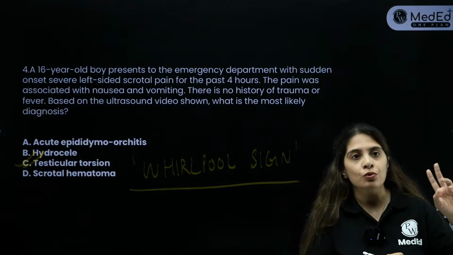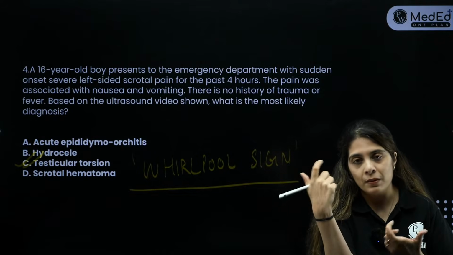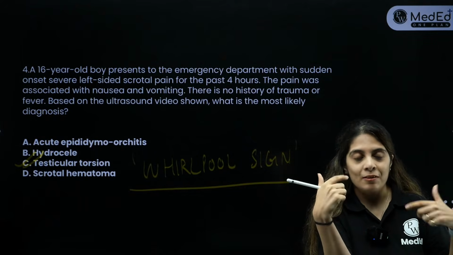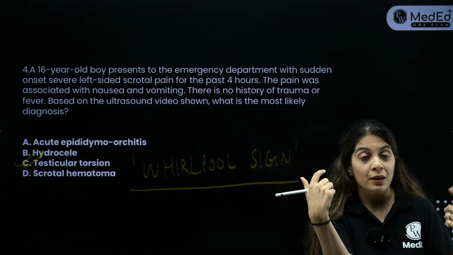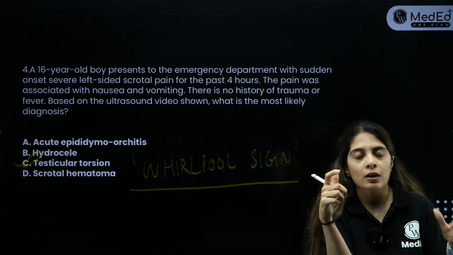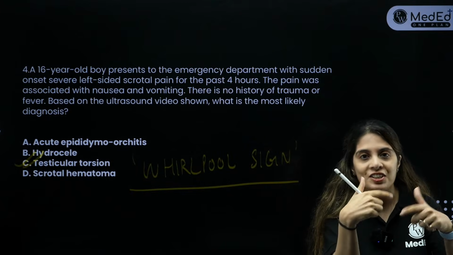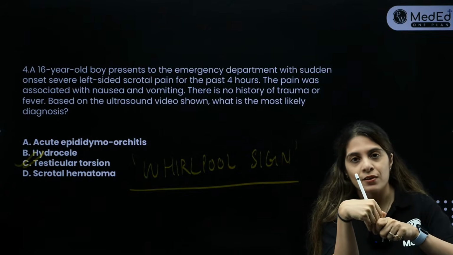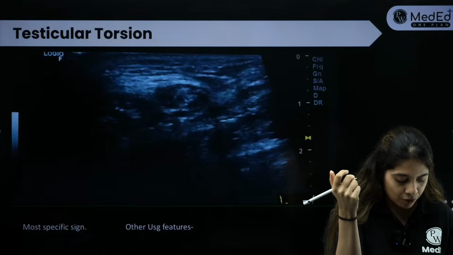So we have covered two Whirlpool. I'm sorry if you are not able to see this particular thing. I will give you the annotated PDF again. But I'm just repeating that Whirlpool sign we had seen in the first MCQ also in the case of midgut volvulus, and again we are seeing it in testicular torsion. We are again appreciating this classical Whirlpool sign because of the twisting of the spermatic cord, right? So this is how they can test you for testicular torsion.